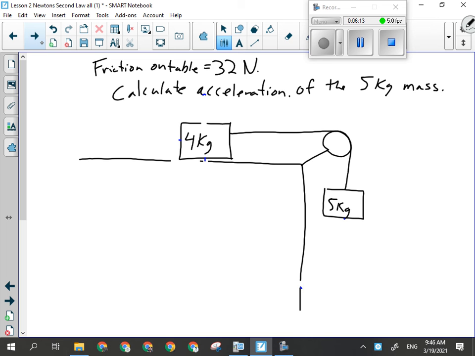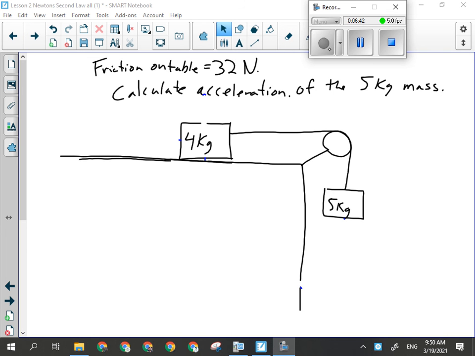Okay, try this one. We're working on ones like this. This question here is our lab. There's a force of friction on the table between the 4 kilogram mass and the table. So there's a force of friction acting on the 4 kilogram mass of 32 newtons. We want to calculate the acceleration of the 5 kilogram mass.